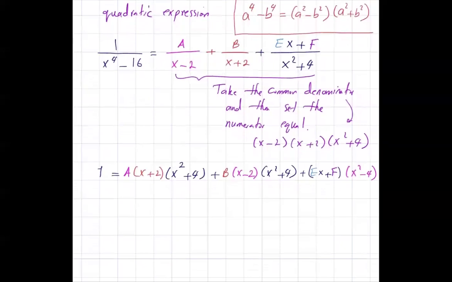Very good. So let us begin, everybody. Let us distribute this into parentheses. 1 is equal to, so here you have ax plus 2a multiplied by x squared plus 4. So here you have ax times x squared plus 4ax plus 8a, and then plus 2ax squared.